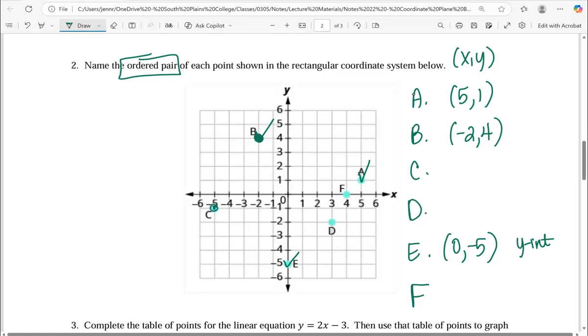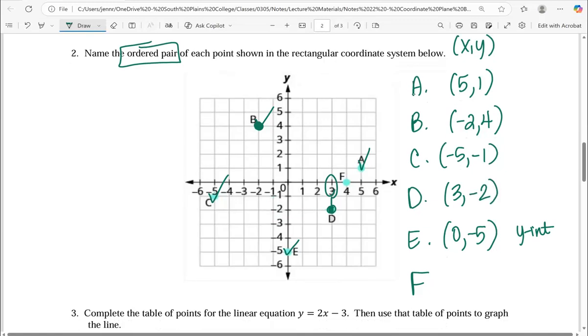For C, on the x-axis, I lined up with negative 5. And the y-axis lines up with negative 1. Taken care of. For D, it lines up with 3 on the x-axis, negative 2 on the y-axis. You have to have both values to identify the one location. And F lines up with 4 on the x-axis and 0 on the y-axis, making it an x-intercept.